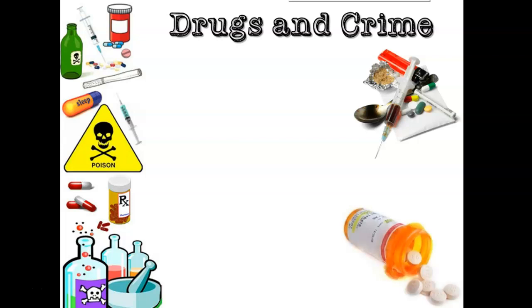Alright guys, so we're going to go ahead and get started on our second part of this forensic toxicology chapter. So today we're going to look at some of the types of drugs and how they relate to crimes. We're also going to get into some drug charges and look at how numerous and what a problem drugs are in our country today.